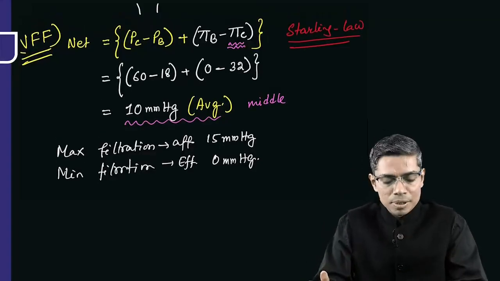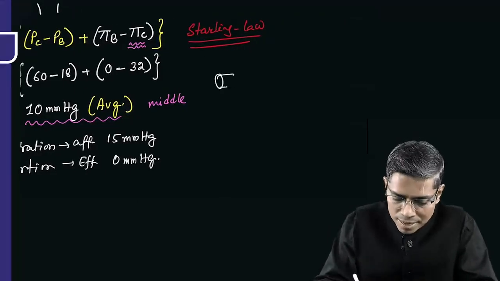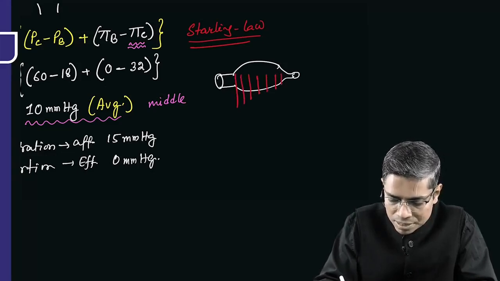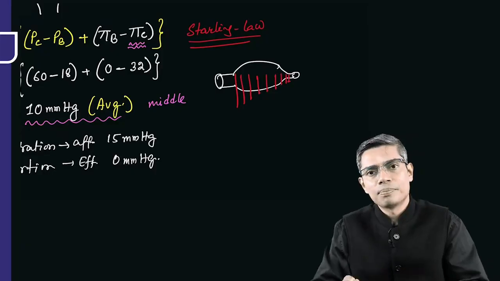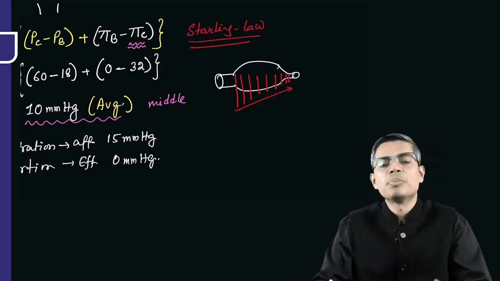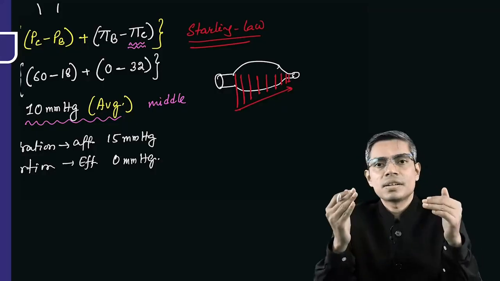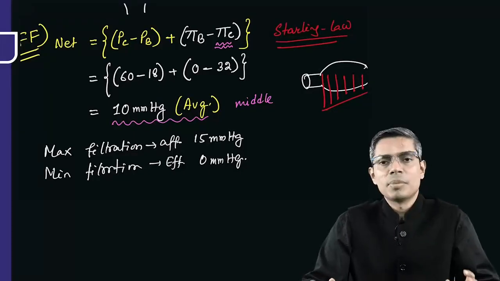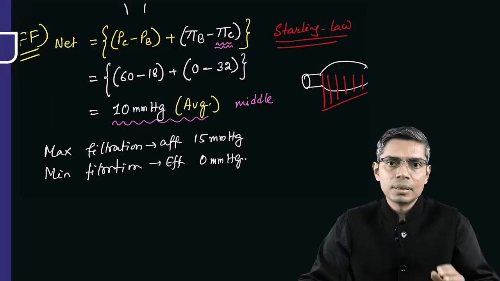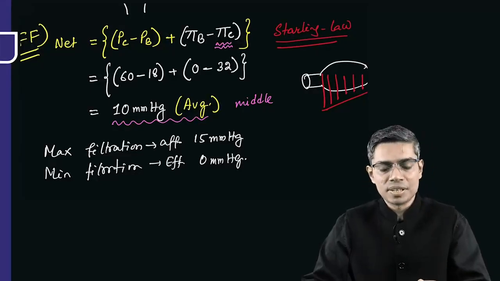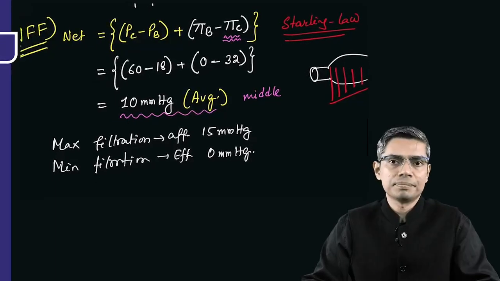So this way you have to remember that if this is your glomerular capillary, filtration is maximum here and filtration is gradually decreasing towards the efferent end, and it is absolutely zero at the level of the efferent arteriole starting. So you have to remember that the net force of filtration, if that is the question, is the average force of filtration, and how much is that? That is only 10 millimeter of mercury. But whenever they are asking about the maximum force of filtration, your answer will be 15, okay, and the minimum force of filtration is 0 millimeter of mercury, okay.